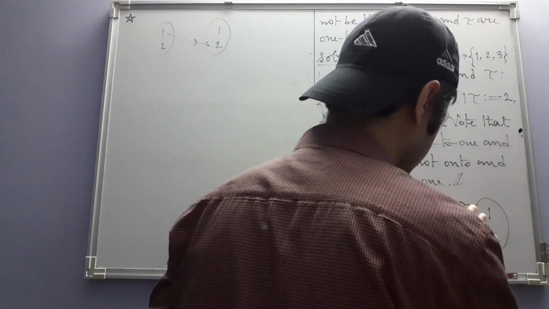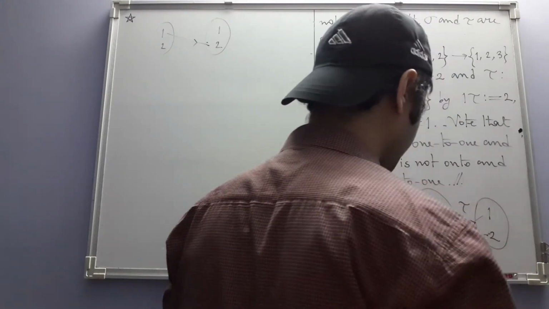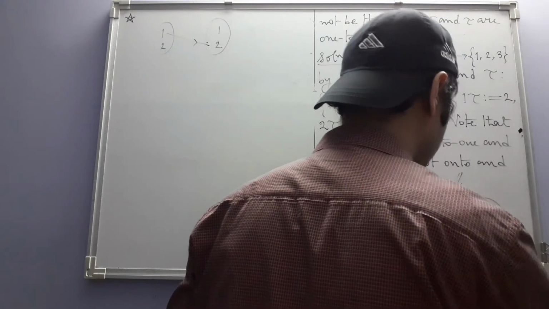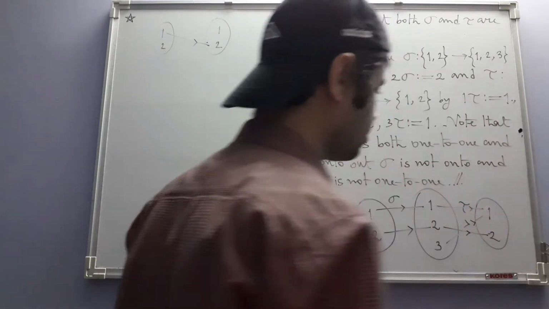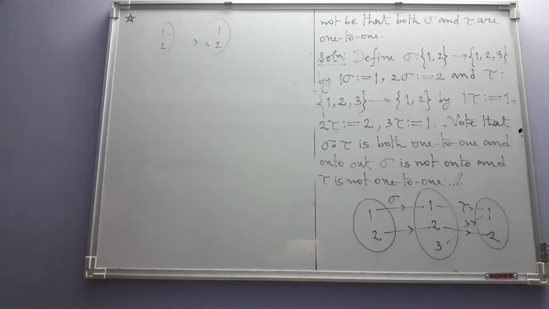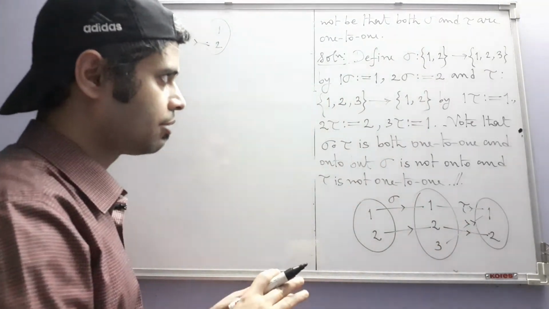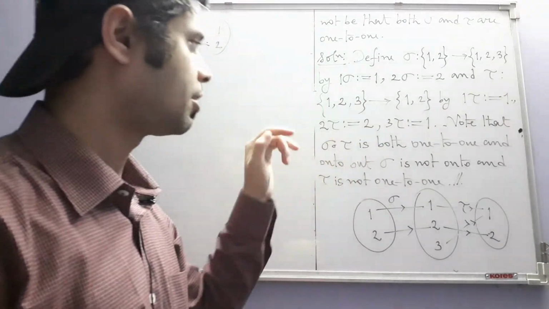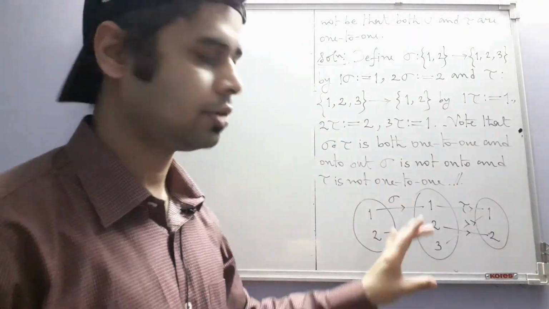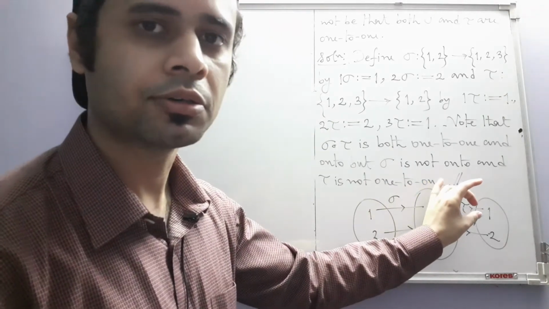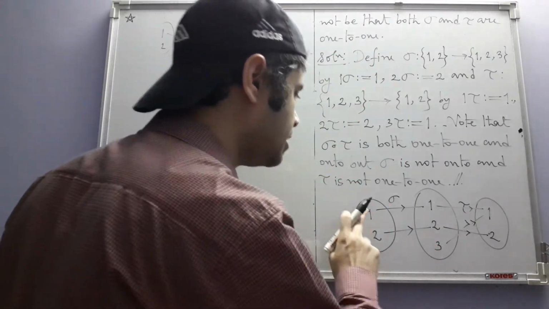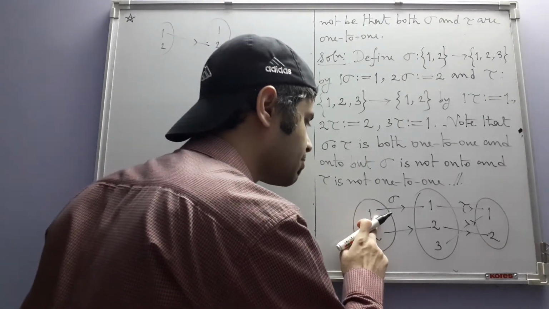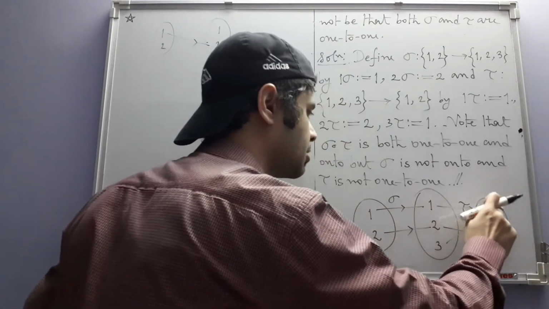Instead of mapping it to 2, let me just map 1 to 1. Let us define tau like that. So now in this modified form, tau is still not one-to-one because 1 and 3 are getting mapped onto 1, and sigma has not changed, so there is no problem with sigma. So now what sigma composition tau will do, it will first take us from this one to this one and then it will take us from this one to this one.